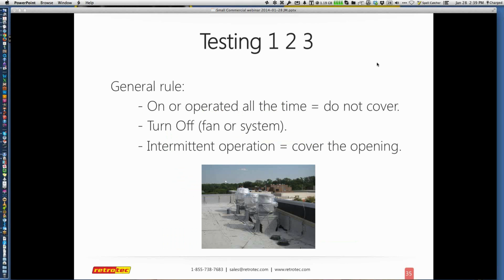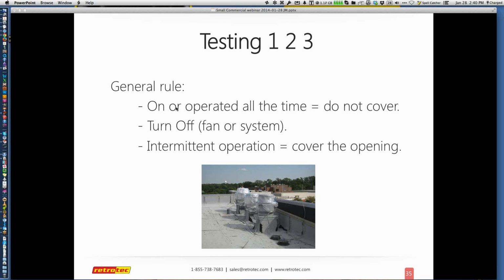A lot of people are looking for some general rules of thumb because these sometimes do not come out to be straightforward structures. So if a fan is on or operated all the time, like in a kitchen environment where the ventilation fan is almost always running, then you do not cover it and you leave it open. Or if it's something that's turned on or off and used intermittently, like a bathroom fan, that is not constantly on for the majority of its operation time, then I will turn it off and I can also cover the opening.